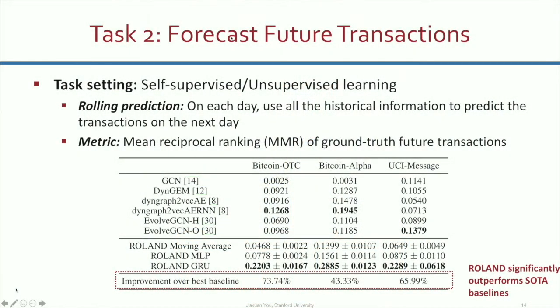Our second task here is to forecast future transactions. The task setting is self-supervised or unsupervised learning. We adopt a rolling prediction setting where on each day, we will use all the historical information to predict the transactions on the next day. The metric we adopt here is mean reciprocal rank, or MRR, of ground truth future transactions. Here, we compare Roland with a bunch of state-of-the-art dynamic GNN baselines, and we show that Roland can significantly outperform them.